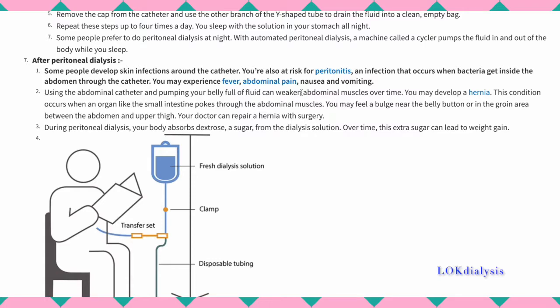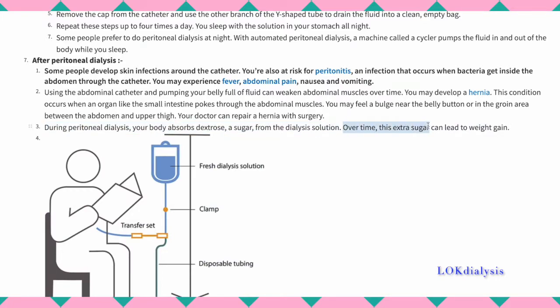You may develop a hernia. It is commonly seen in patients who are going through peritoneal dialysis therapy. A hernia is a protruding structure. This condition occurs when organs like the small intestine poke through the abdominal muscles. You may feel a bulge near the belly button or in the groin area between the abdomen and the upper thigh. Your doctor can repair a hernia with surgery. During peritoneal dialysis, your body absorbs dextrose, sugar, from the dialysis solution. Over time, this extra sugar can lead to weight gain.